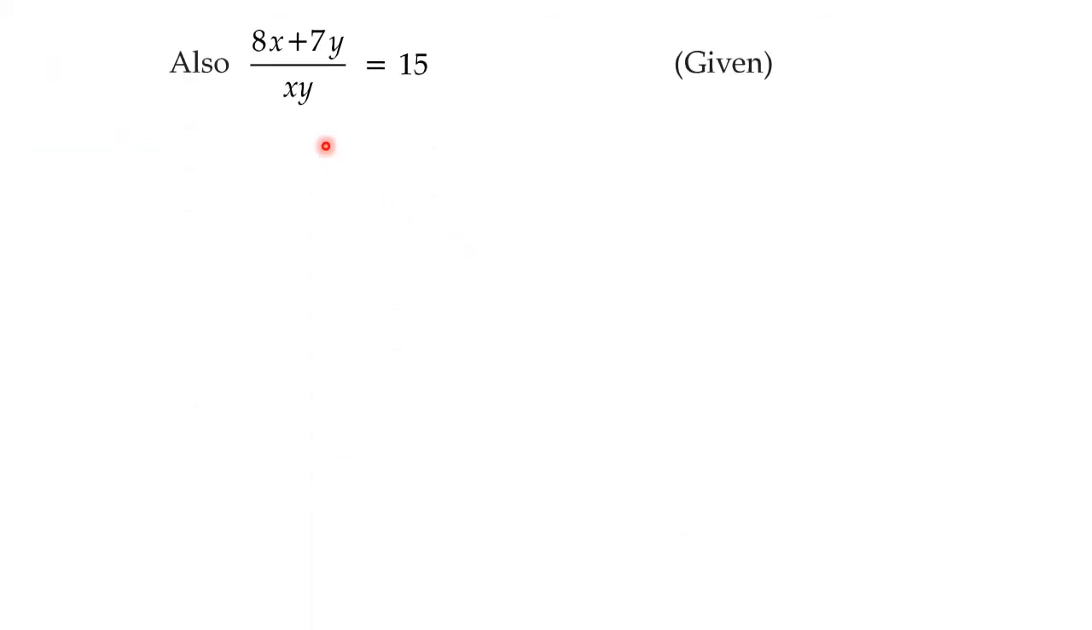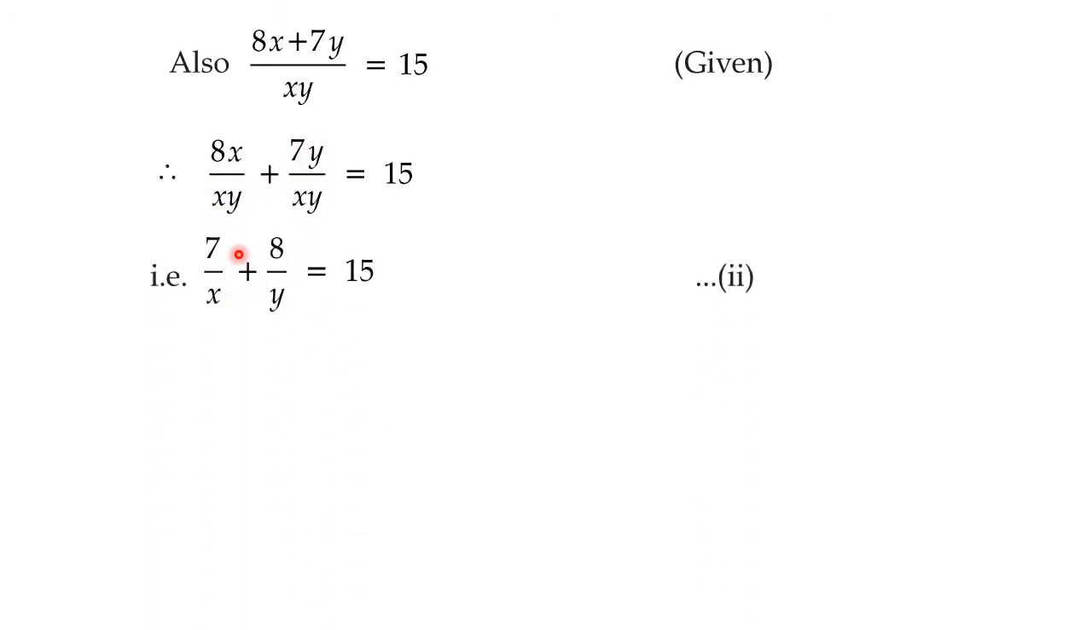Okay. So second one is (8x plus 7y) upon xy is equal to 15. This is the given equation. Again, let us separate the terms now. So what we are going to get, 8x upon xy plus 7y upon xy is equal to 15. So here x and x will get cancelled. Here y and y will get cancelled. And if we divide it properly, then we will get 7 upon x plus 8 upon y is equal to 15. This is equation number 2.